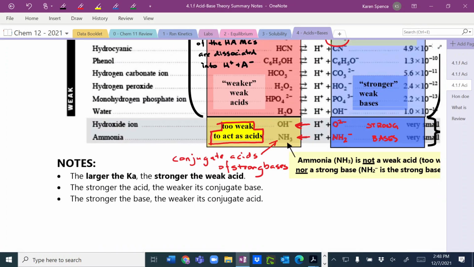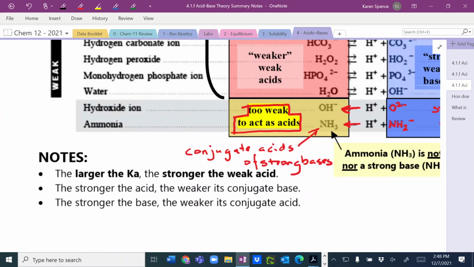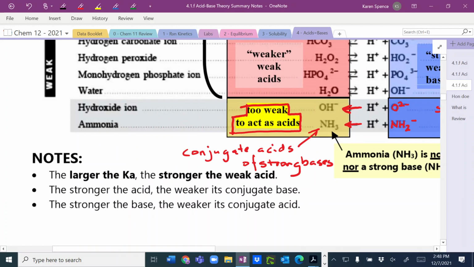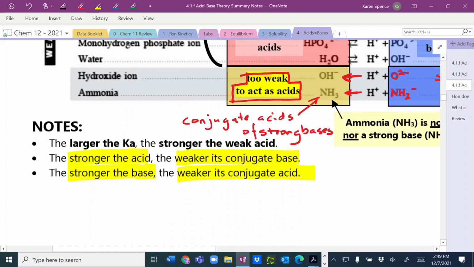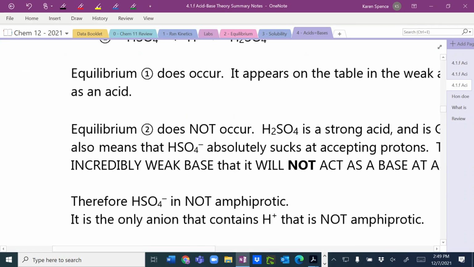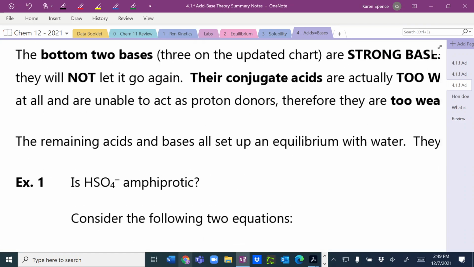The larger the Ka, the stronger the weak acid. The stronger the acid, the weaker its conjugate base. The stronger the base, the weaker its conjugate acid. So you're either good at being one or the other. Remember, I was really good at giving away my proton, but I was really bad at taking it back. That's just a little bit of review, so we're going to skip past that. It's just saying all the stuff that I said when we were talking about the table.